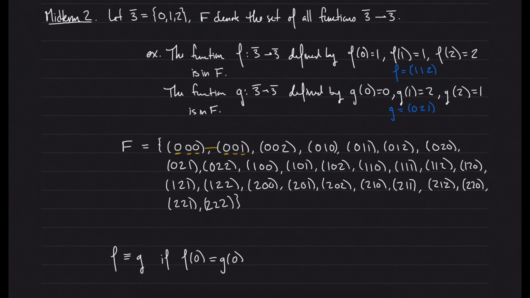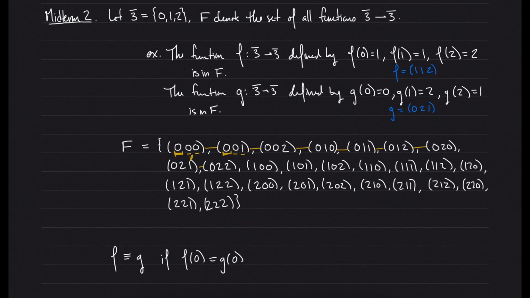We just care that they both send 0 to 0. So the first component is the same. So these two guys are related. Similarly, these two guys are related because they both send 0 to 0. These two guys are related because the first number there is the same. So these are all related. This guy is also related to all of the guys in the first row.